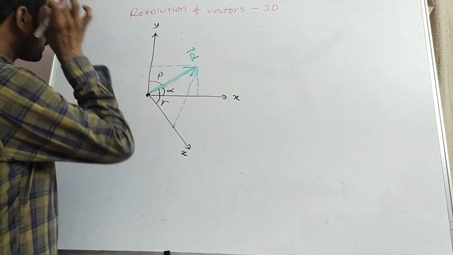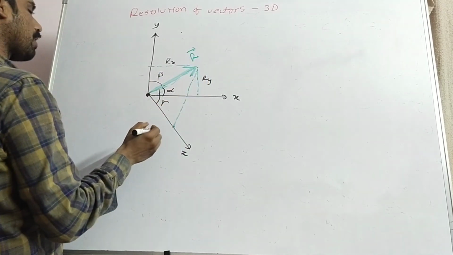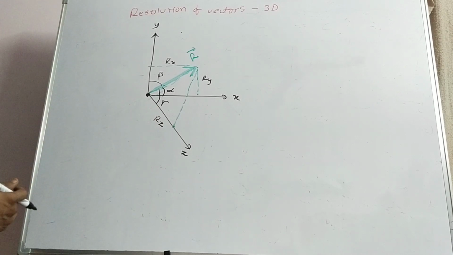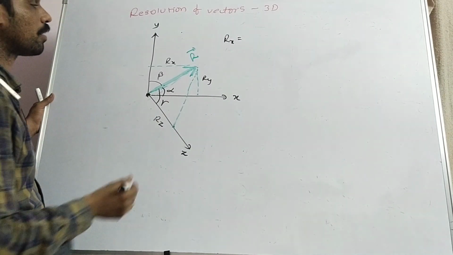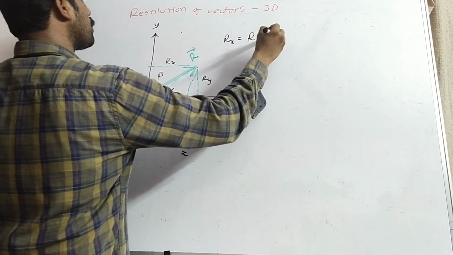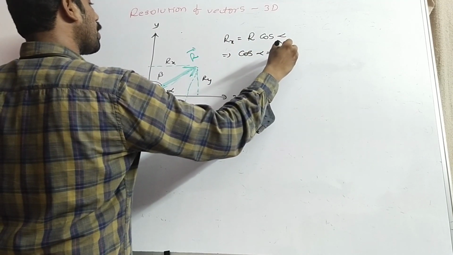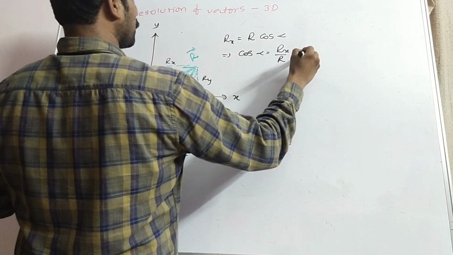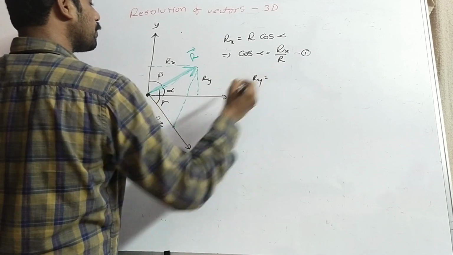Now along the x-axis it will be Rx, along y it will be Ry, and along z it will be Rz. Now Rx is equal to R cos alpha. That implies cos alpha is equal to Rx by R. That is number one.